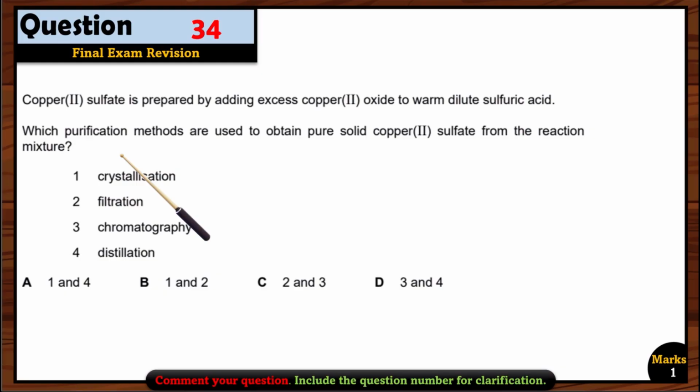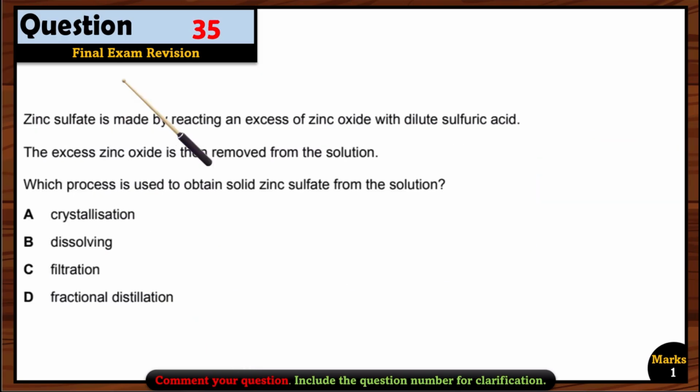Then for purification, what will we do? Filtration, and then we have to do the crystallization. Why crystallization? Because copper sulfate is a soluble salt, and to get pure copper sulfate, we have to do the crystallization method in which we will evaporate the remaining water. So filtration and crystallization are the must-have steps for this reaction. So 1 and 2 are the right options here, that is B.